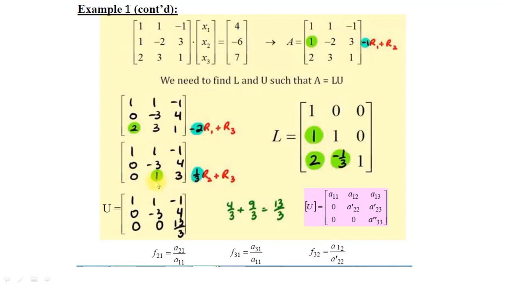Now multiplying the second row by 1/3 and then adding the result to the third row, this entry will be 0. And now the upper triangular matrix is [1, 1, -1], [0, -3, 4], [0, 0, 13/3]. Now dear students, know that this is the upper triangular matrix.